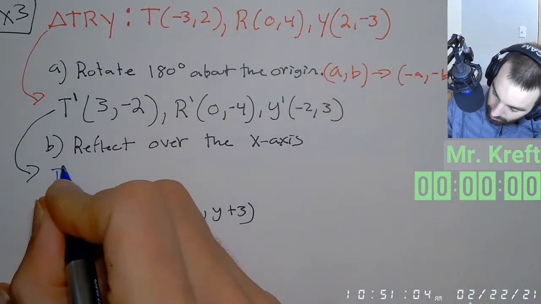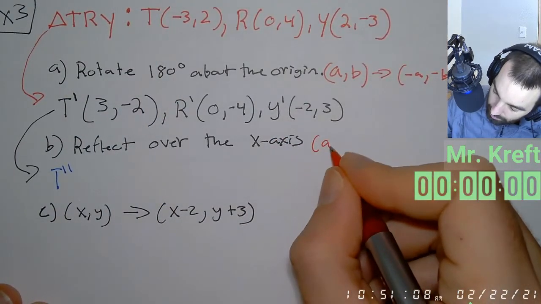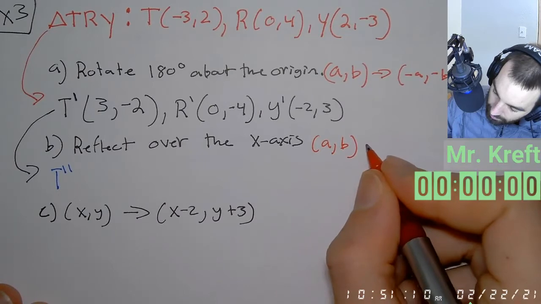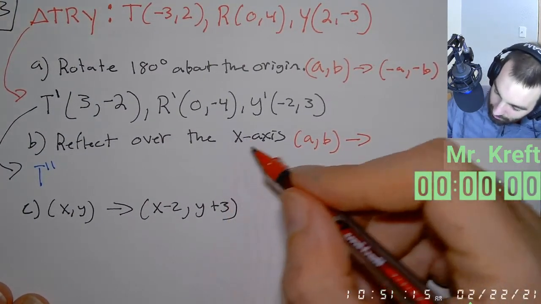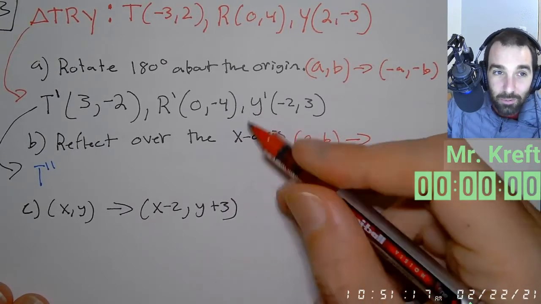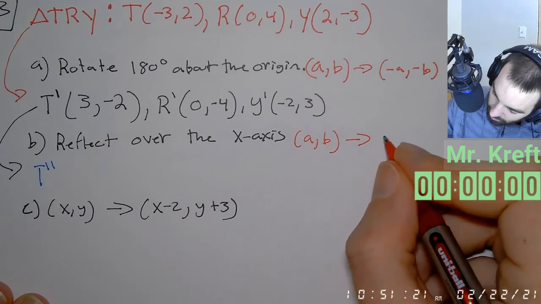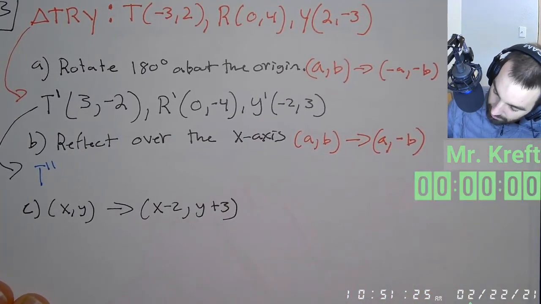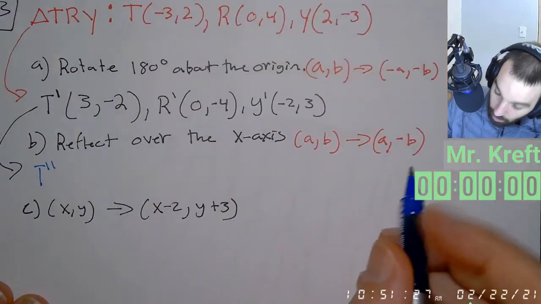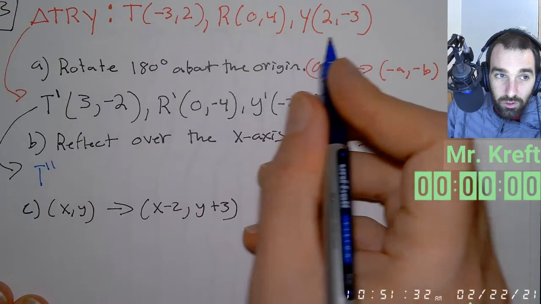Okay, so I'm going to have T double prime, and my equation for reflection over the x-axis is I'm going to take all my points A, B, and then let me think about this because I tried to memorize it and I made a mistake. So if I'm reflecting over the x-axis, see how I'm going up and down, right? So I'm going over the x-axis, so my y changes, so my A stays the same, my y changes. So my y is going to change sign.